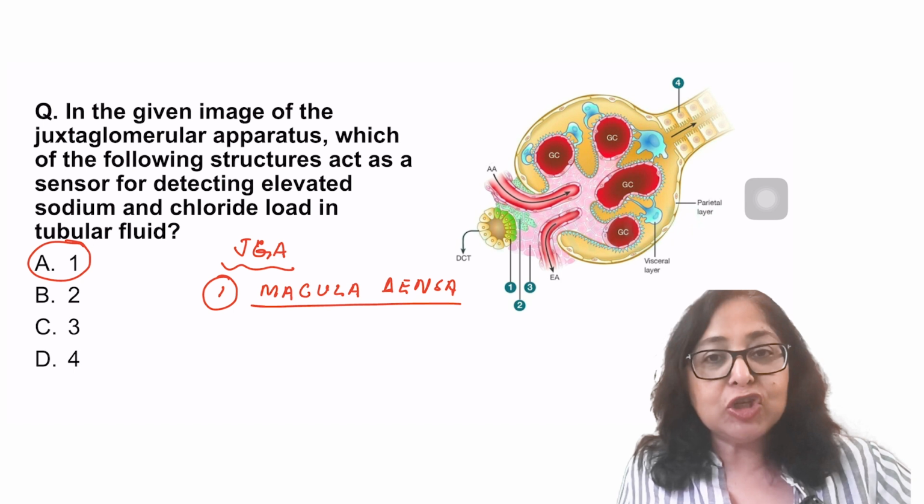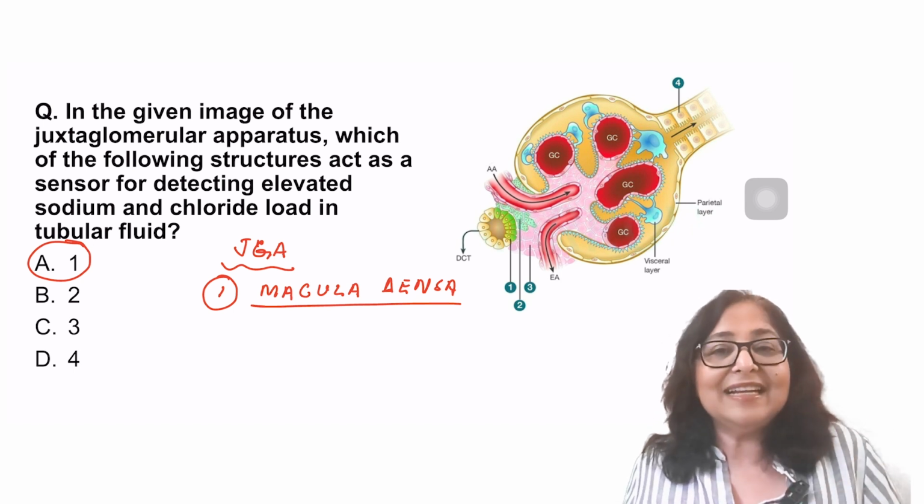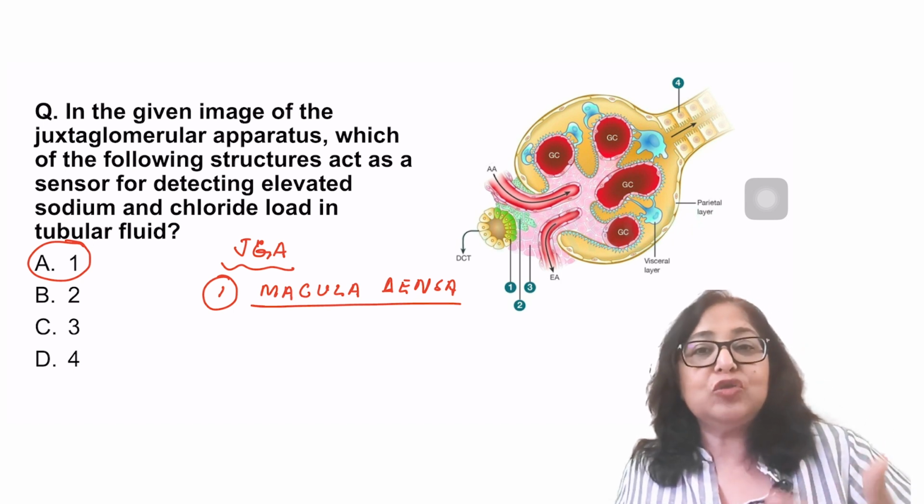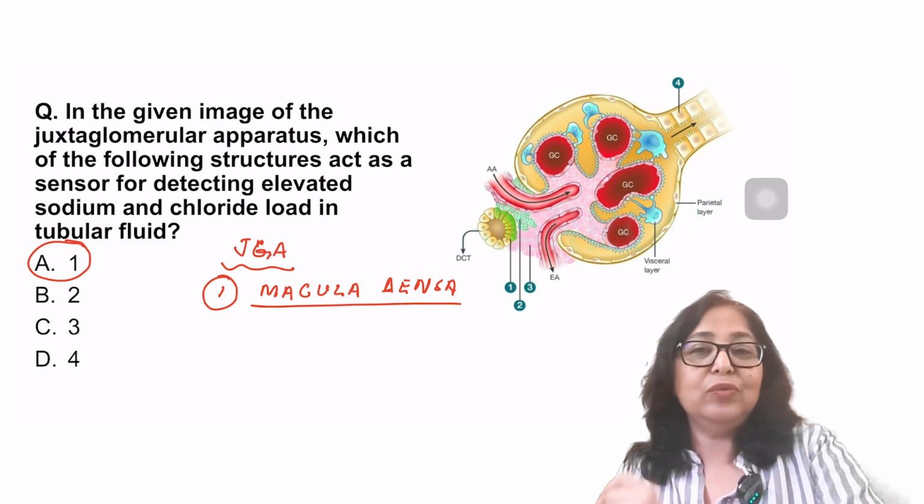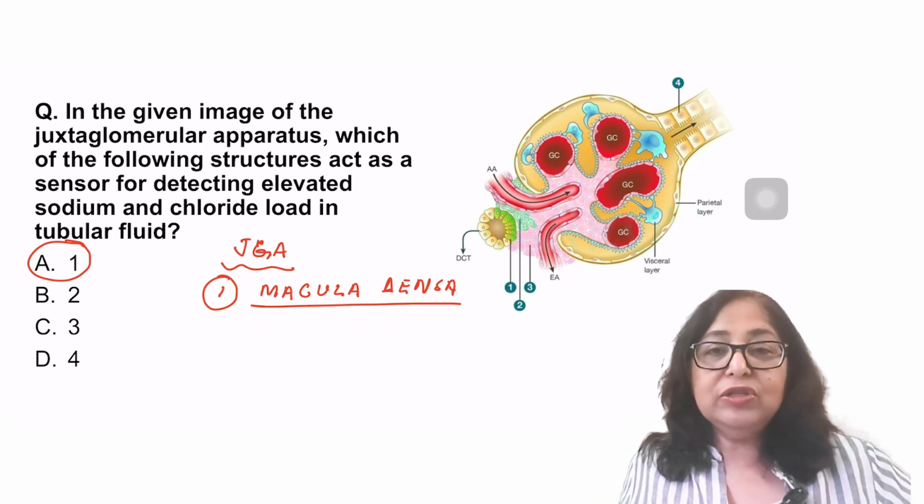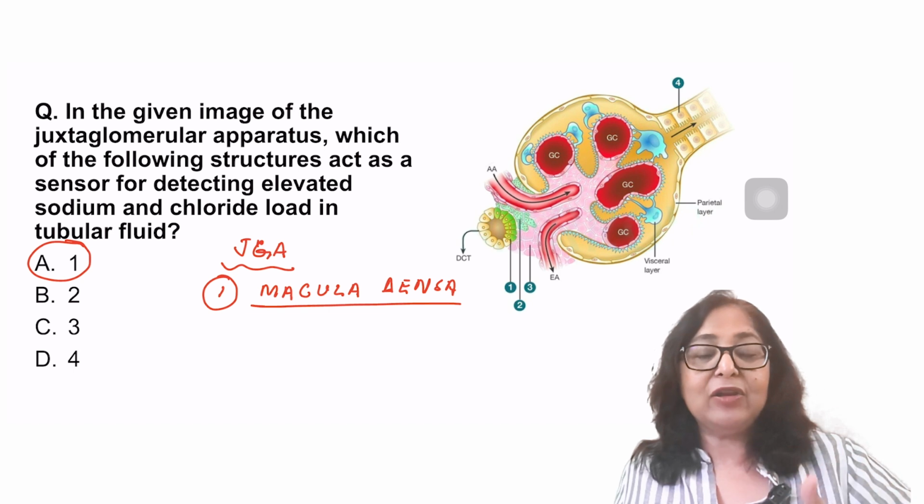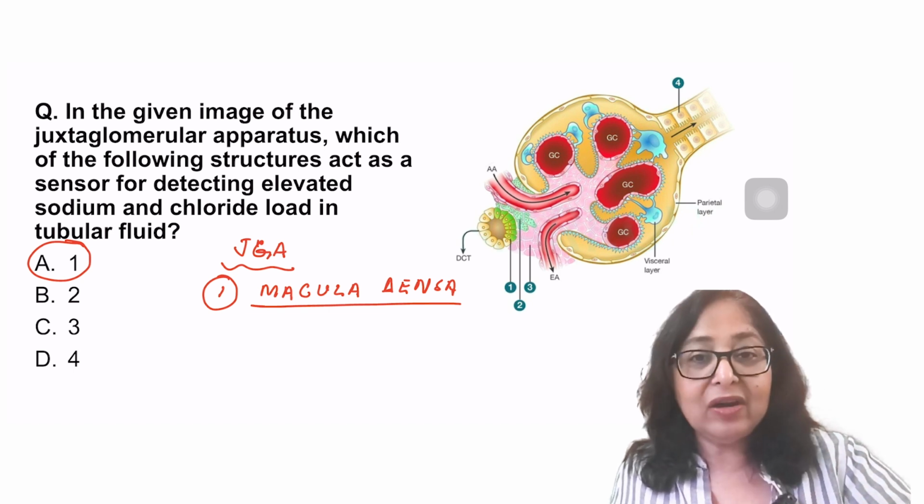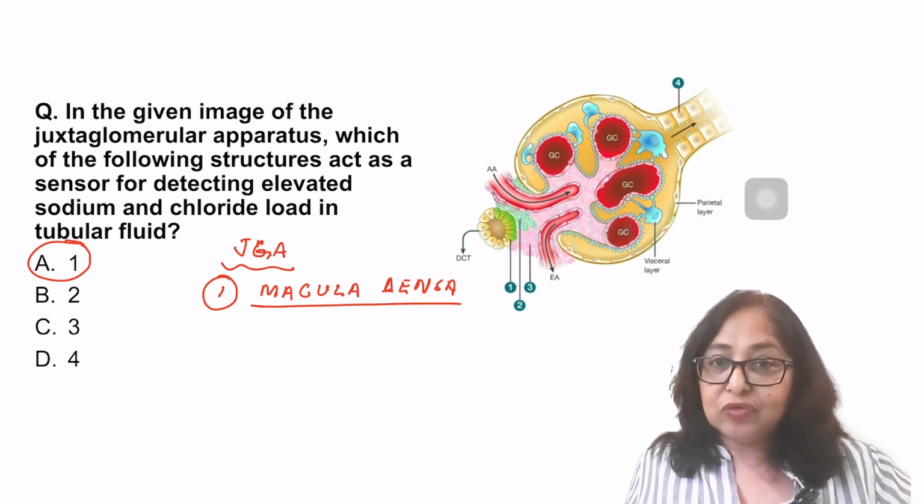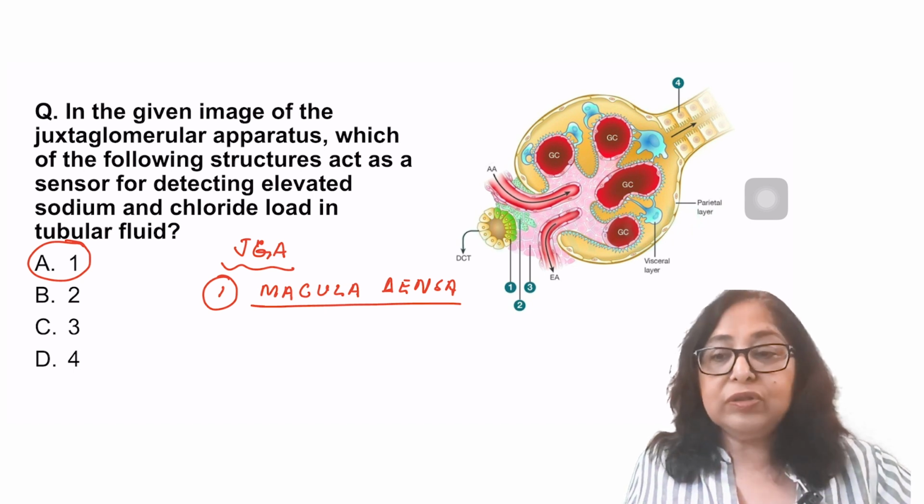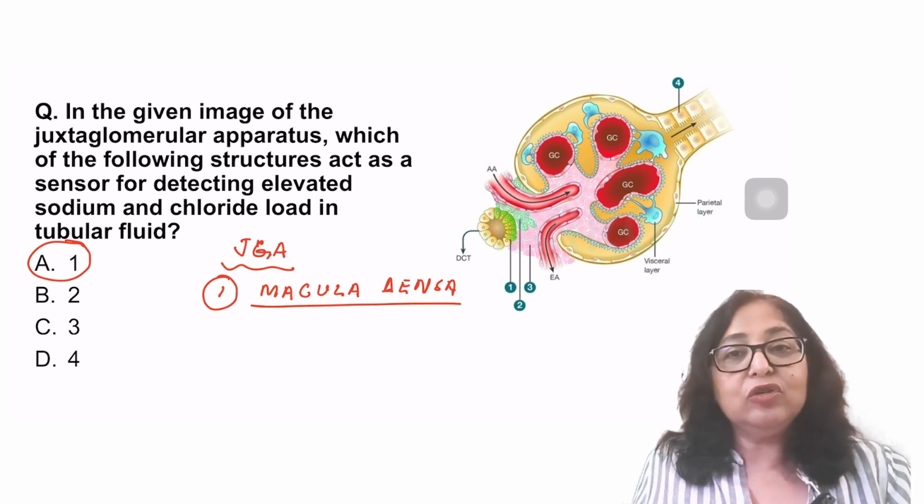And what is the function of the macula densa cells? They act like a sensor. They detect sodium and chloride load in the tubular fluid. Older knowledge was that these macula densa cells detect only chloride load, but that's not true anymore. They detect both sodium and chloride load in the tubular fluid.